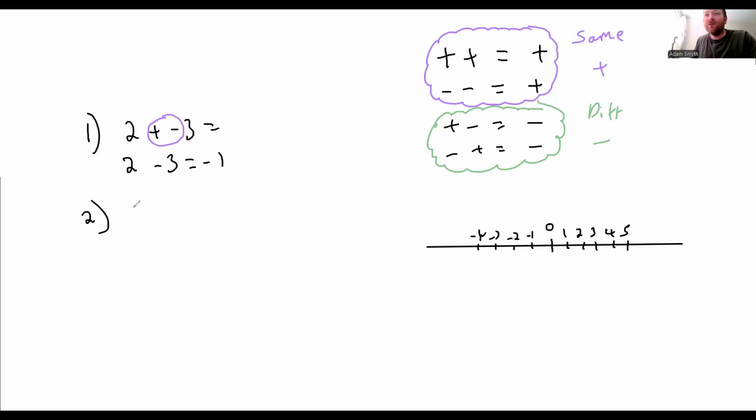Okay, maybe you've got something like 4 minus -6. Again, we've got 2 in the center, so we're going to circle those and we're going to get plus. So this now reads 4 plus 6, and we get 10. Okay, let's do one more example.